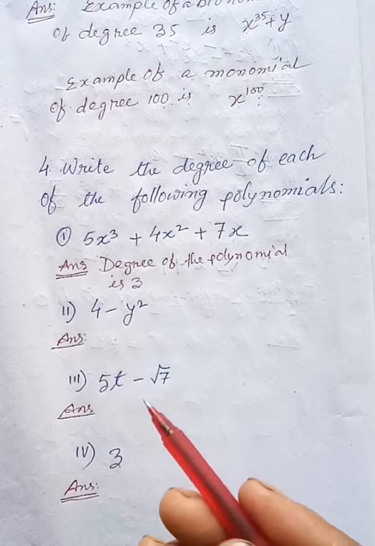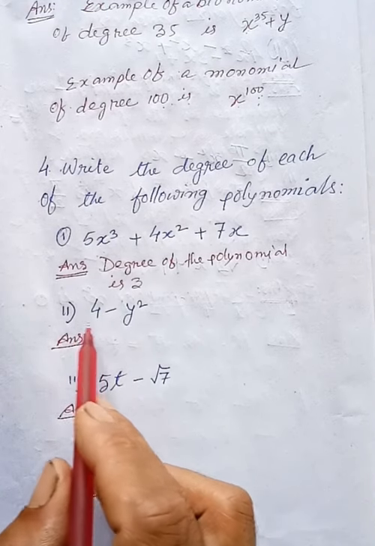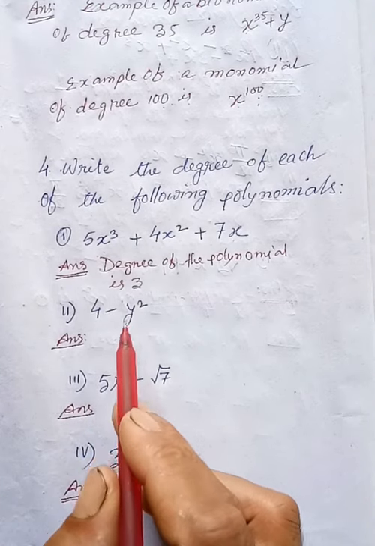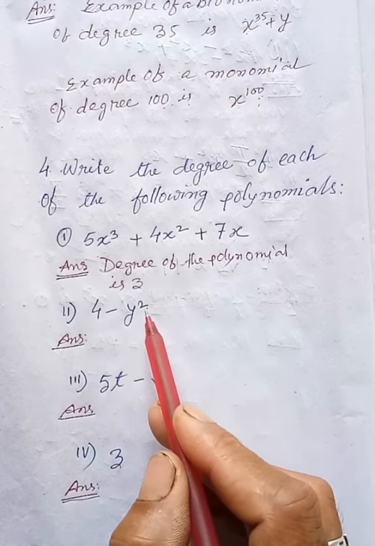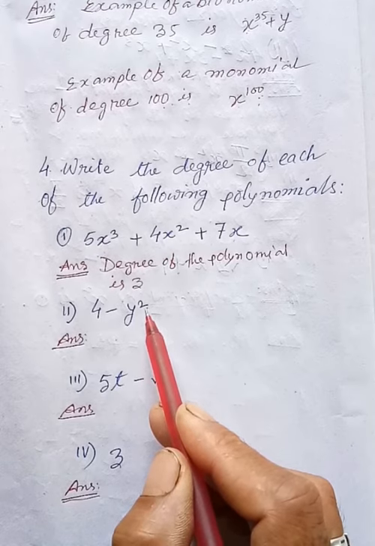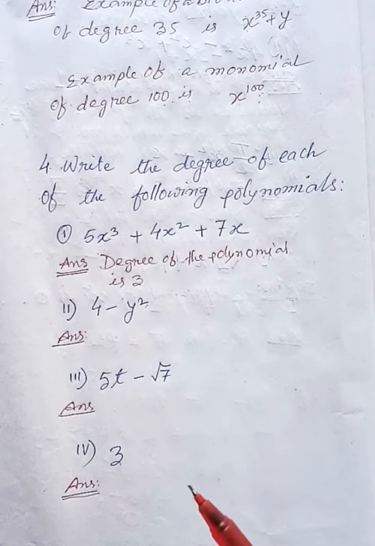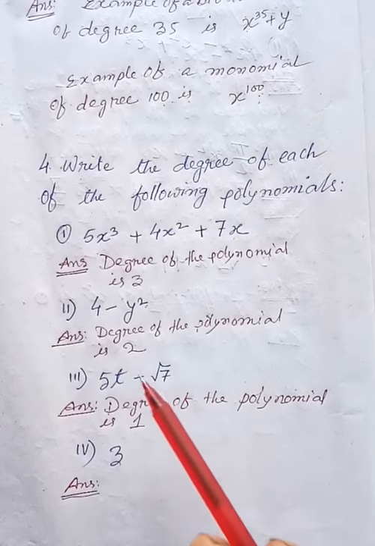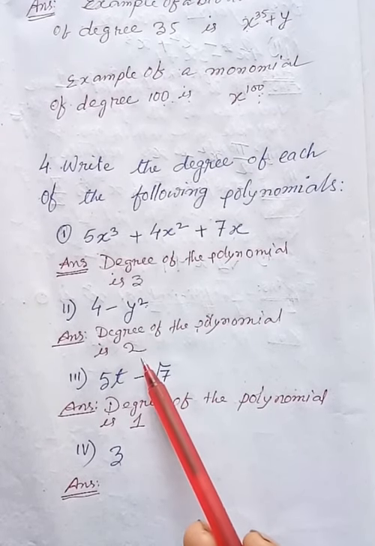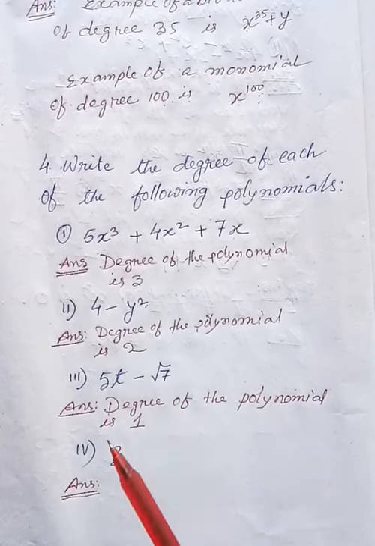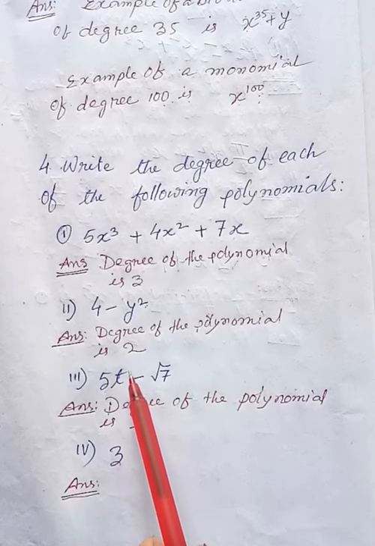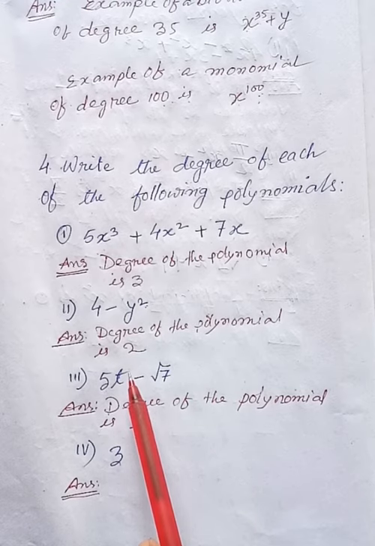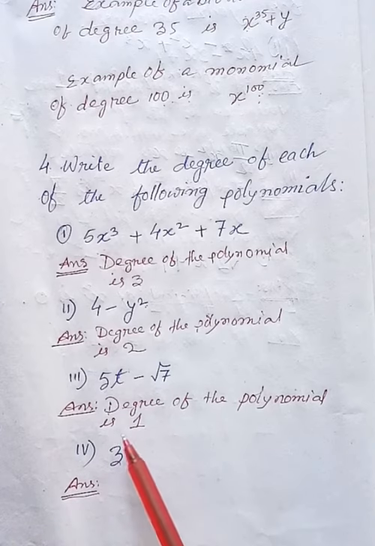Similarly, you observe for the next polynomial also, the power of the variable is 2. This is the highest power of the variable, so it will be the degree. So here the degree of the polynomial is 2. And for this also, you just observe the variable t. t is the only variable and its power is 1. Nothing is written here, which means its power is 1. So the degree of the polynomial is 1.